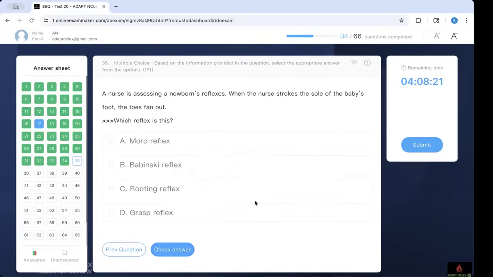And this is assessing a newborn reflex. When the nurse strokes the sole of the baby's foot, the toes fan out. What reflex is this? Moro reflex, Babinski reflex, rooting reflex, grasp reflex. What is this one? This is the classic Babinski reflex.